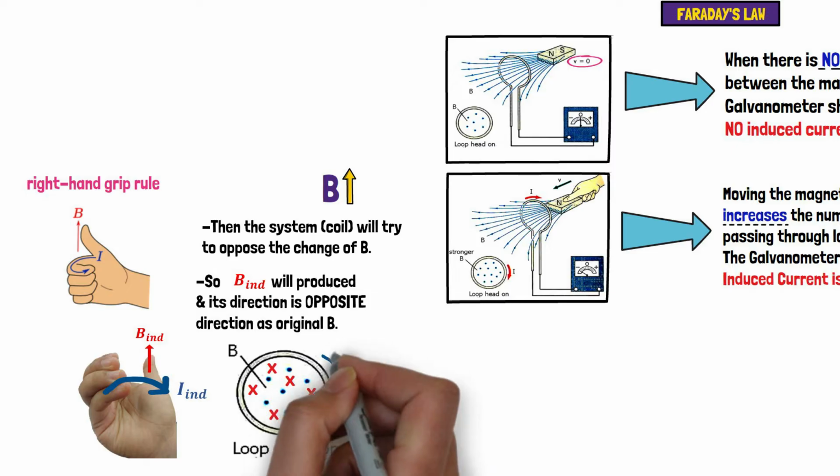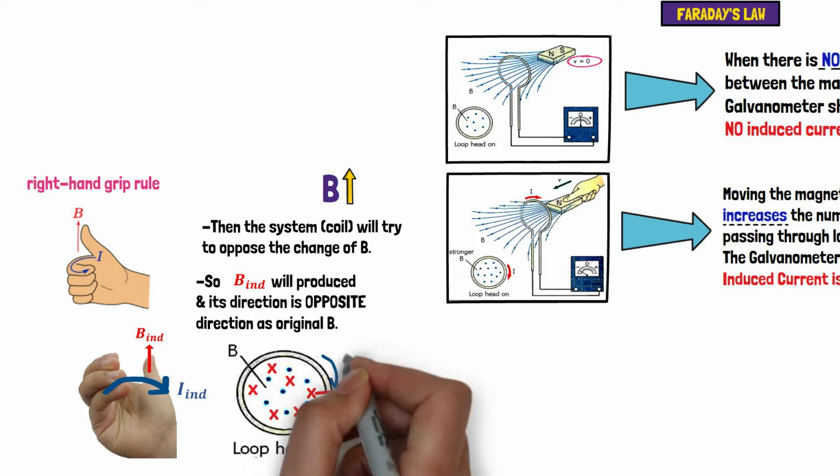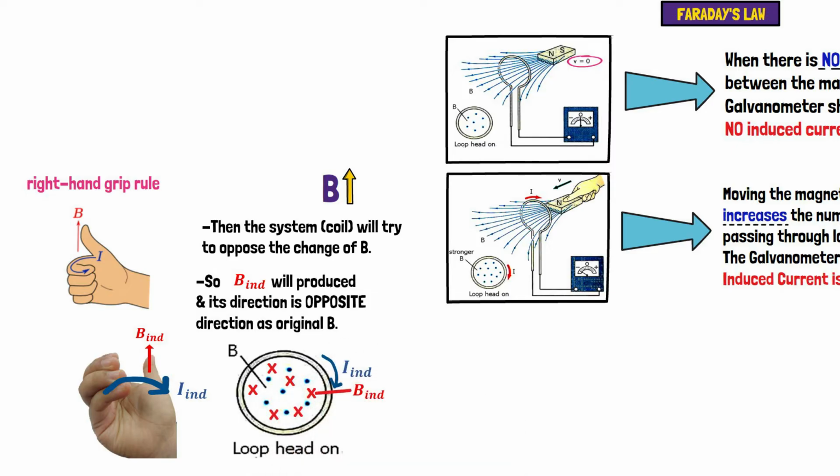Boleh pastikan you tahu ya bagaimana untuk you tentukan direction of the induced current by using right hand grip rule. Jadi itu penting ya untuk you tahu menggunakan right hand grip rule in order to determine the direction of the induced current. Boleh. So untuk kes yang kedua, direction of the induced current is in clockwise direction.